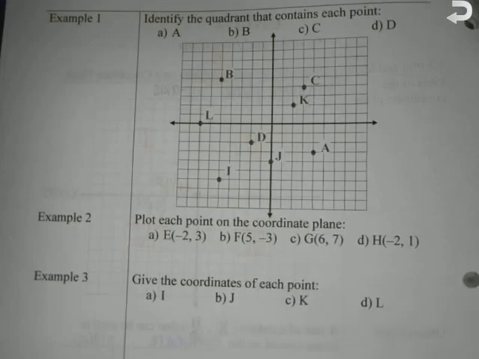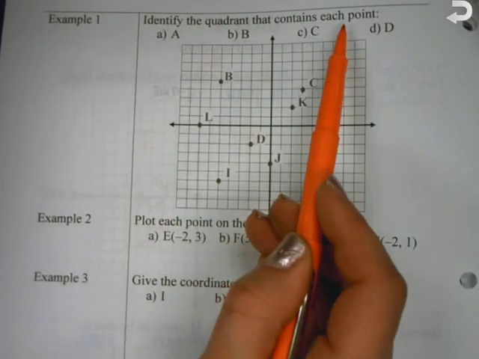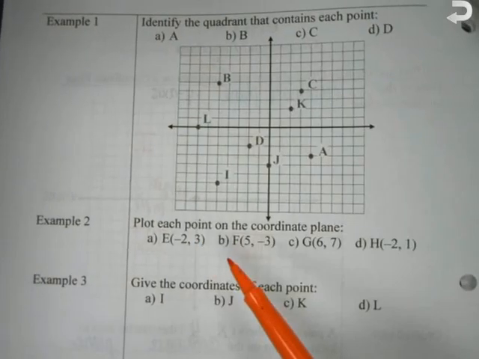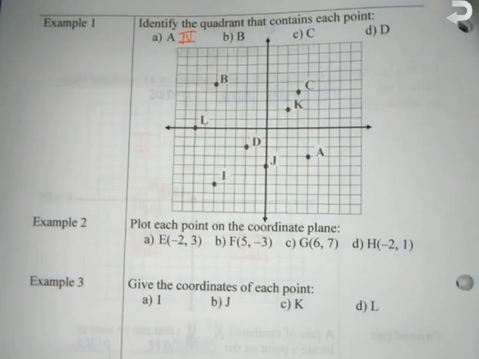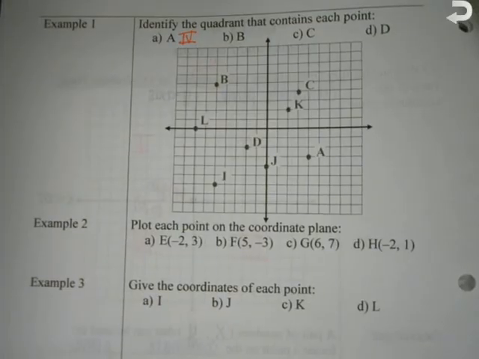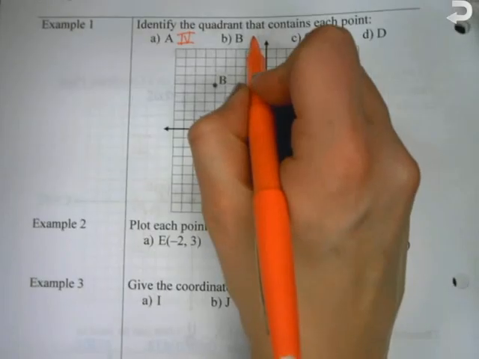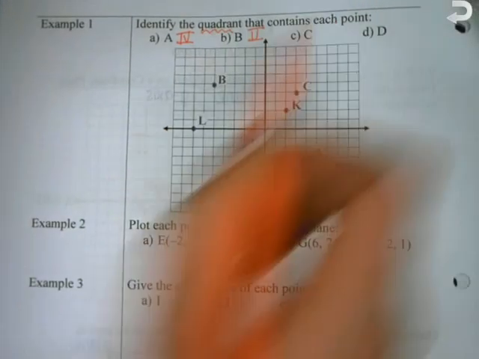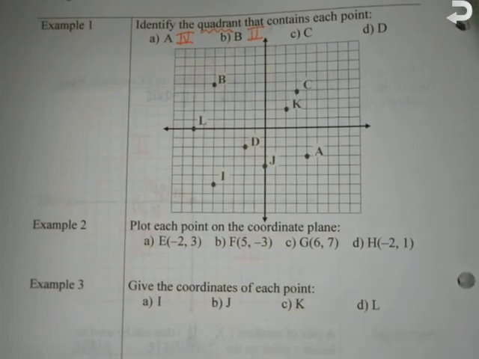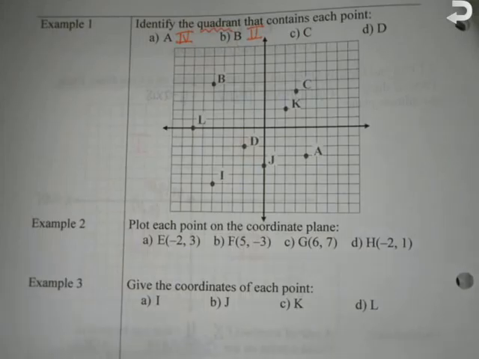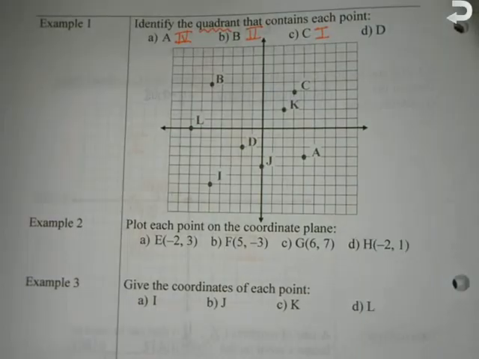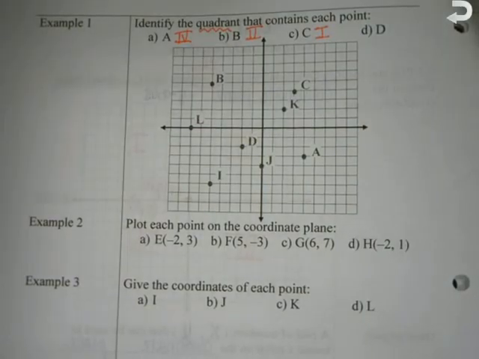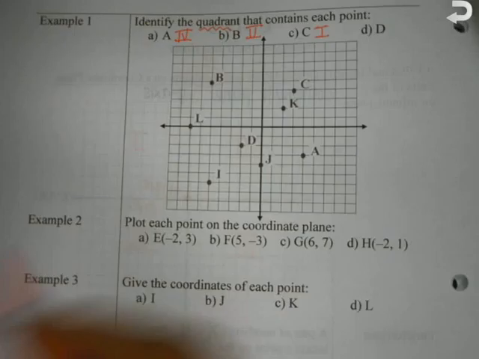Example 1. In example 1, all they want us to do is identify the quadrant that contains each point. So part A, what quadrant is point A in? It's in quadrant 4, so that's all you have to do right here. What about B? B is right here, which is in quadrant 2. You have to write the Roman numeral. C, what quadrant is that? 1. And D is quadrant? 3. There we go.